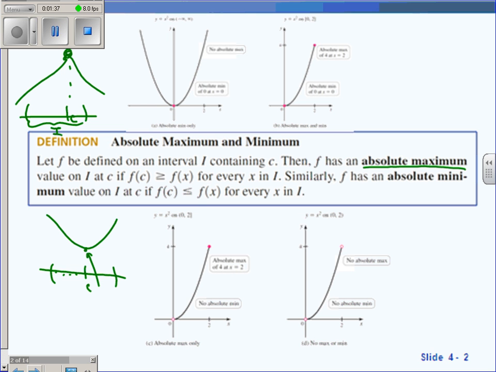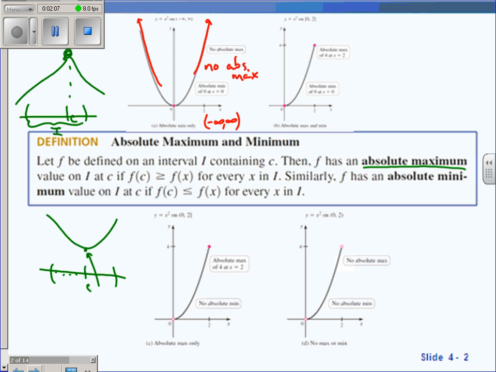So now let's look at 4 cases here. This first one, I'm looking at a function that's defined on the interval from minus infinity to infinity. I want to see if there's absolute maximums or absolute minimums. Now, you notice that because the domain is minus infinity to infinity, it just keeps going forever that way, and likewise forever that way. So there's never a highest point on this graph. So this function has no absolute maximum.